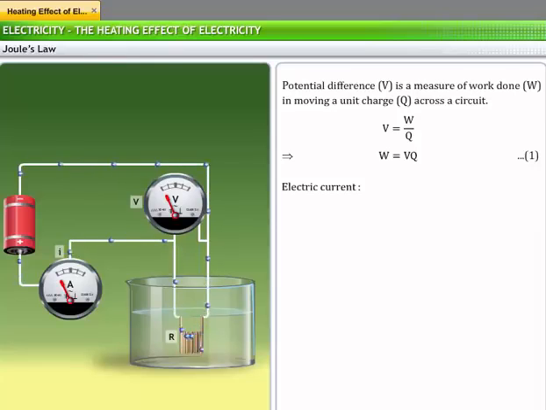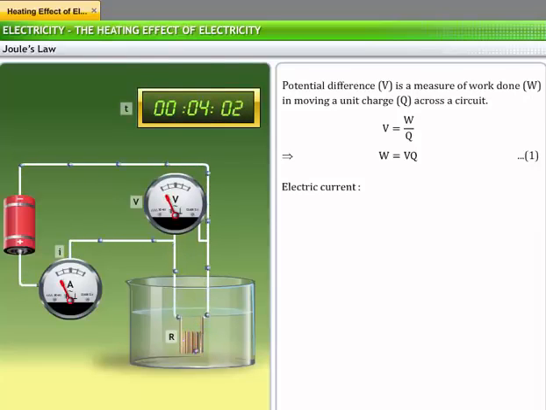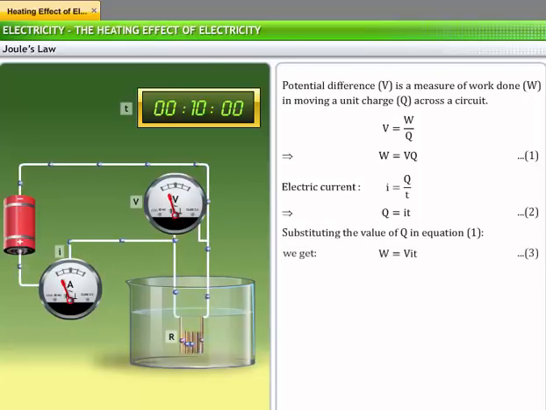The amount of electric charge passing through a circuit is the product of the rate of electric current and the time of flow. From this, we get equation 2. I is equal to Q divided by T, or Q is equal to IT. Substituting the value of Q in equation 1, we get equation 3. W is equal to VIT.